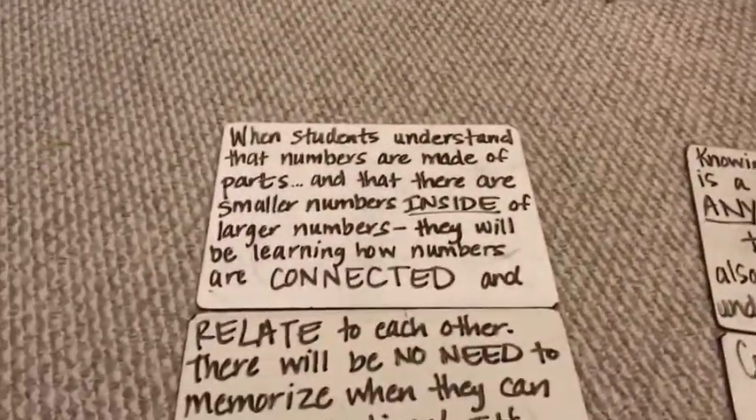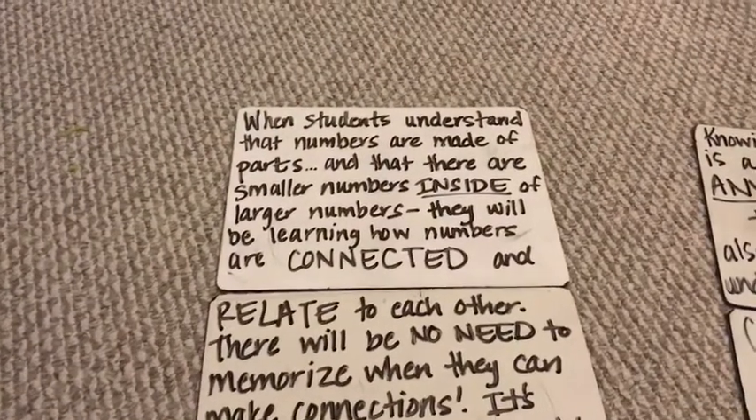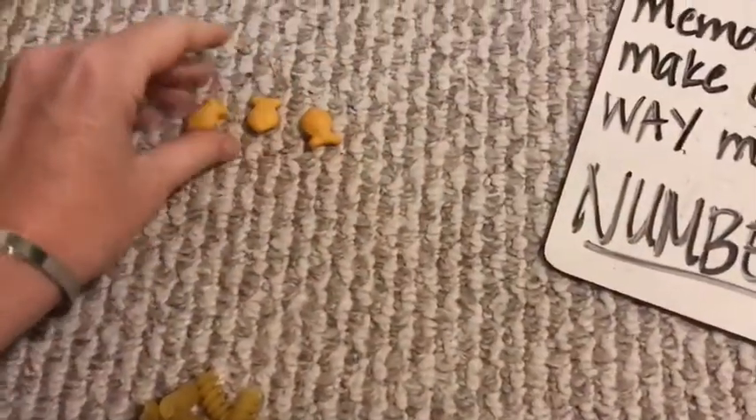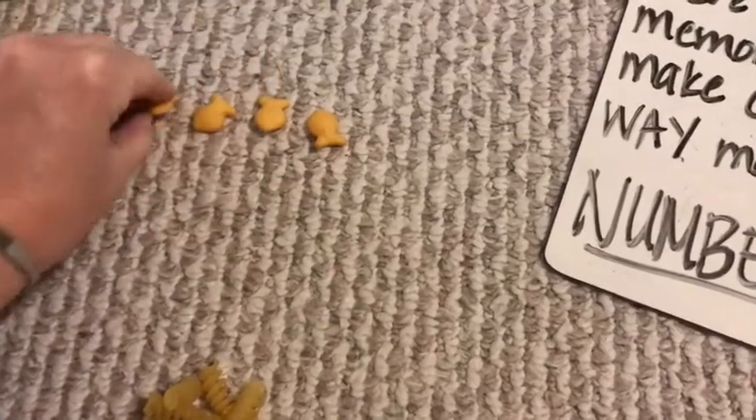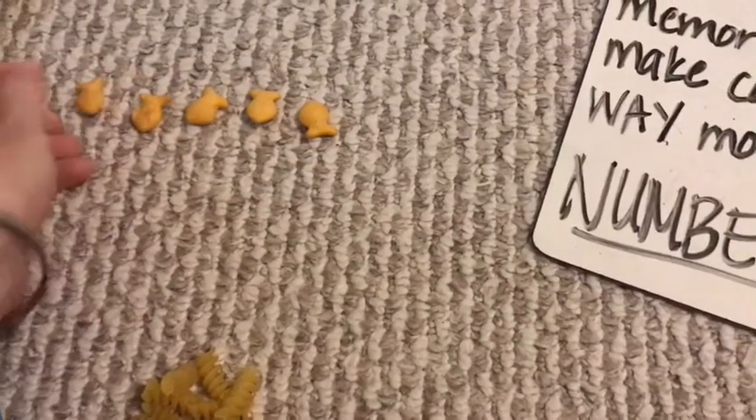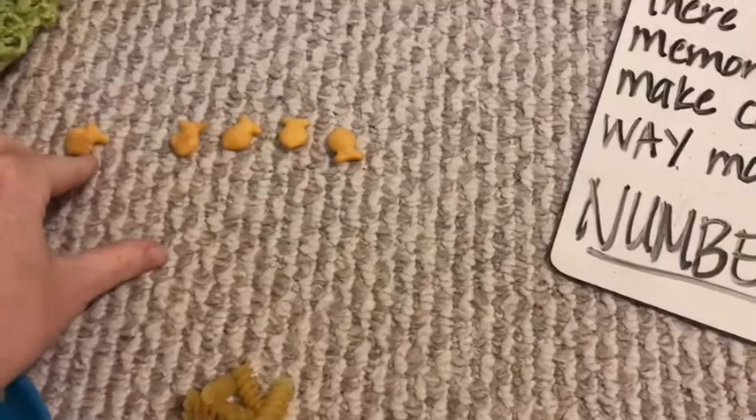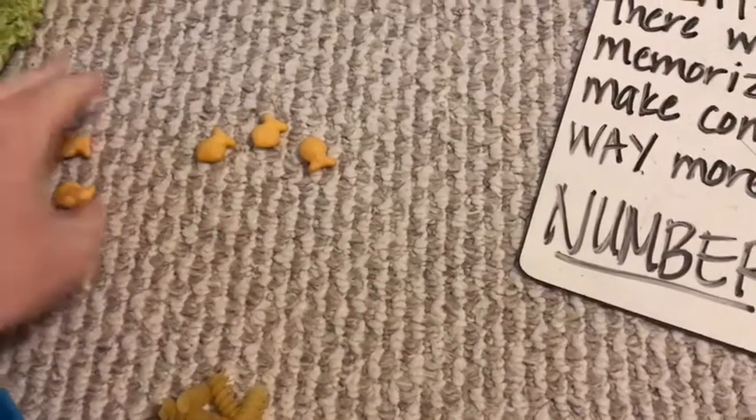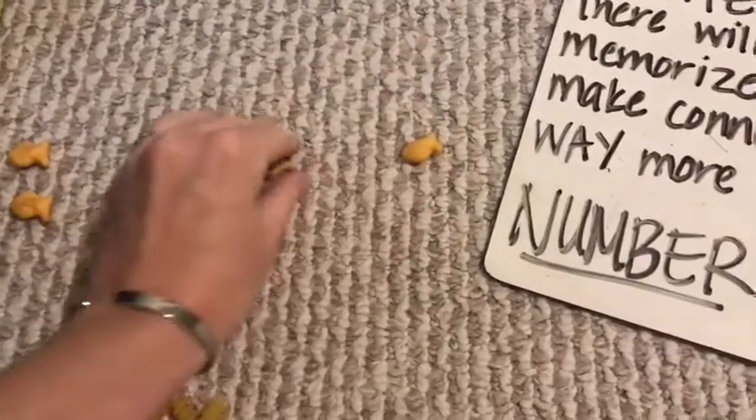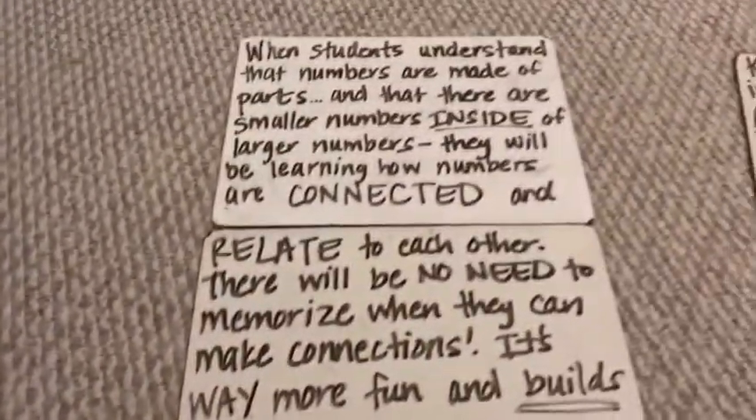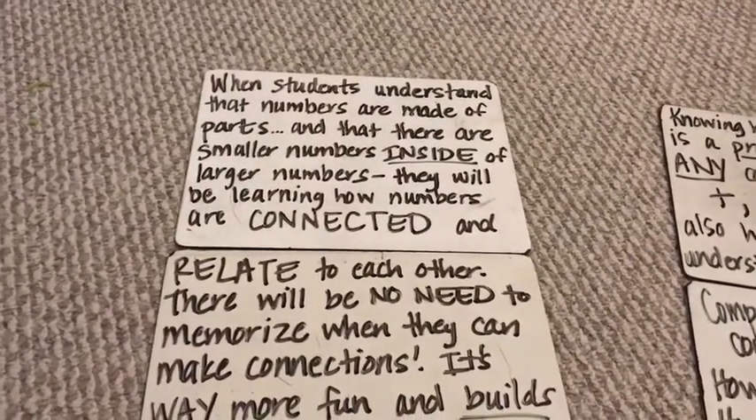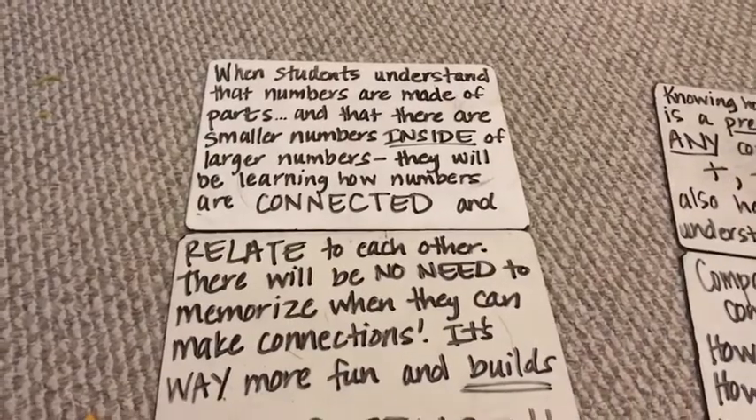When students understand that numbers are made of parts, for example, 5 is not just 1, 2, 3, 4, 5, but 5 can also be thought about as 1 and 4 because there's a 1 and a 4 inside of 5, or it can be thought about as 2 and 3, or 2 and 2 and 1 more. When students understand that there are smaller numbers inside of larger numbers, they're going to be learning how numbers are connected, how they relate to each other.